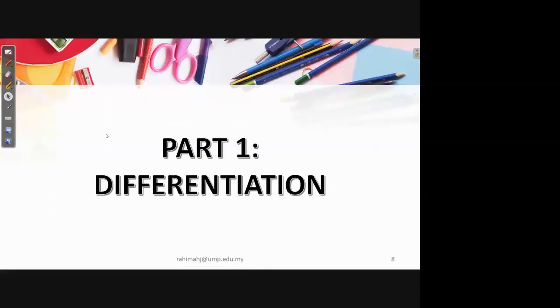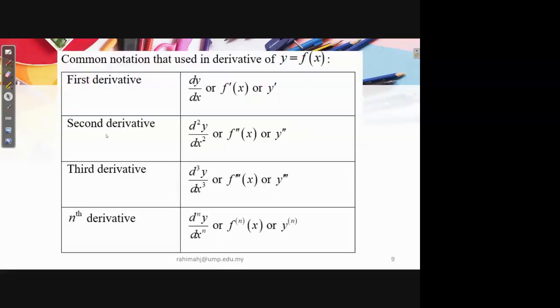So we go to part 1, differentiation. The common notation that is used when we want to differentiate y equal to a function of x, y equal to f(x): for the first derivative, we have dy/dx or f prime x, or sometimes y prime.